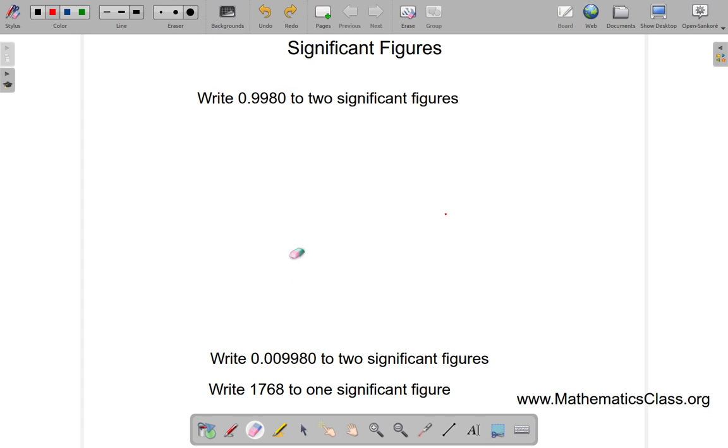Now let's see what's going to happen when we write this to two significant figures. You have 0.9980. The first significant figure, looking from left to right, is this 9 here, and the second is this. So you're going to stop right here. The number to the right of this 9 is 8. It is 5 or more, and you know that you should therefore go back and add 1 to this 9.